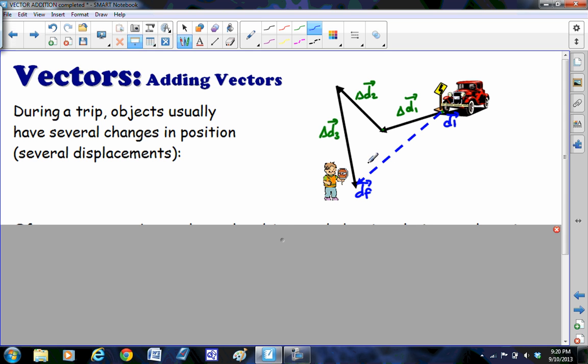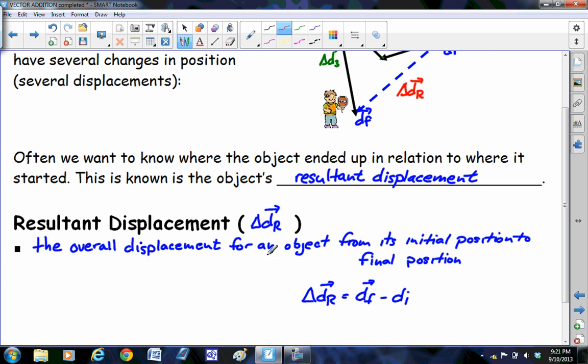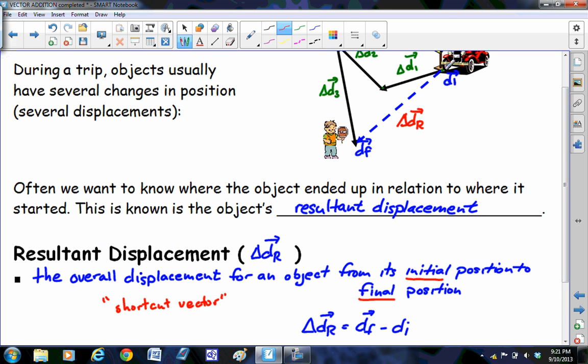And even though we did quite a few components in terms of the motion, oftentimes I just want to know the overall displacement, or change in position, for a trip. And that's called my resultant displacement. Think of it as the shortcut vector. So the resultant displacement represents the overall displacement of an object from the initial position to the final position. Again, it's kind of like the shortcut vector. If you can take a shortcut, the shortest possible route, this would be it. And the thing to remember as well, you always draw this vector from the beginning, the initial, to the final position over here.